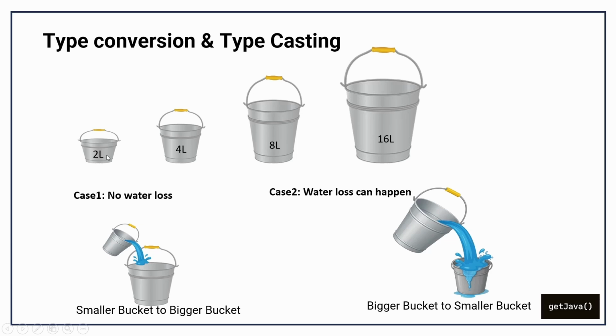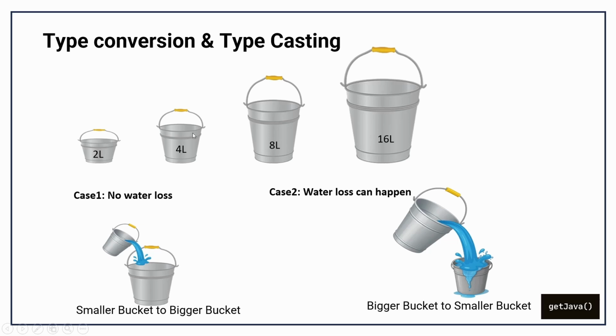In the first scenario, if this bigger bucket having 4 liter capacity is carrying just 2 liters of water, and if we are trying to pour this water into the smaller bucket, obviously there will be no water loss because the smaller bucket also has the capacity of 2 liters. In this case, it will accommodate all the water.